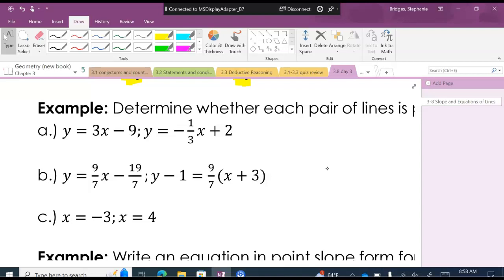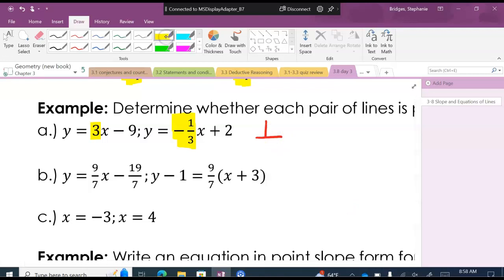What's the slope for A? For the first equation, I'm sorry. 3. And for the second equation, it is -1/3. What are those? Same, opposite reciprocals, or neither? Opposite reciprocals, which means these lines are perpendicular.